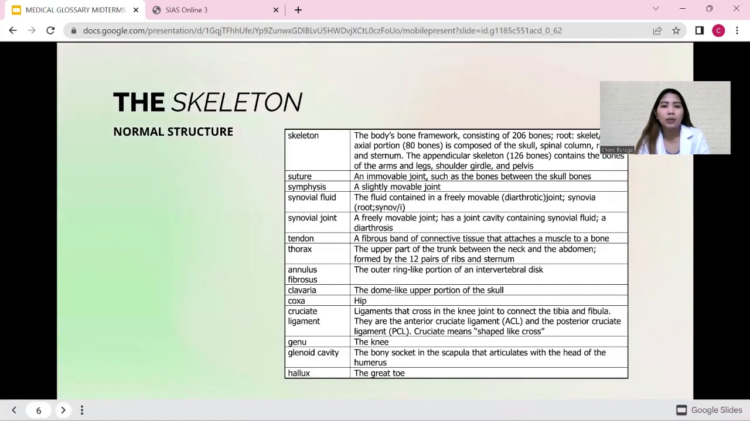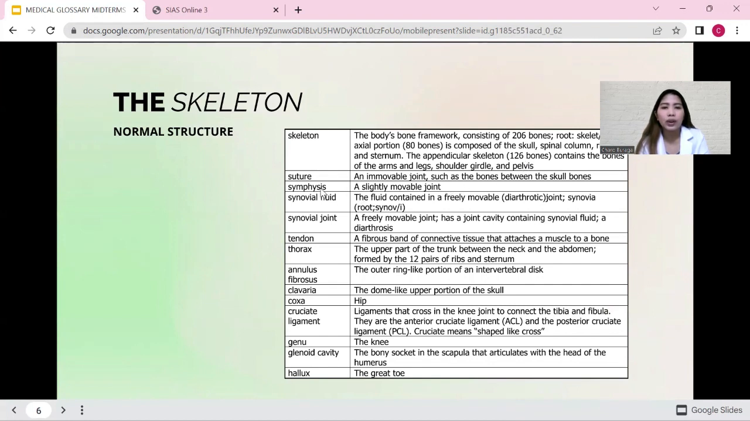Okay, skeleton, it is the body's framework consisting of what? There are 206 bones, okay, and 80 bones in the axial portion. It is composed of what? The skull, spinal column, ribs, sternum, and the appendicular skeleton, the 126 bones, contains the bones of the arms, the legs, the shoulder girdle, and the pelvis.